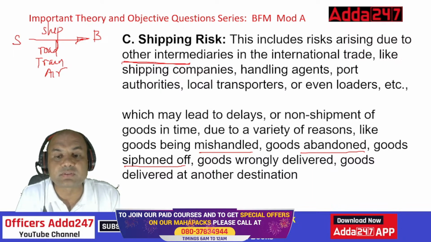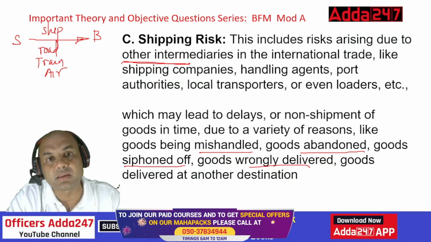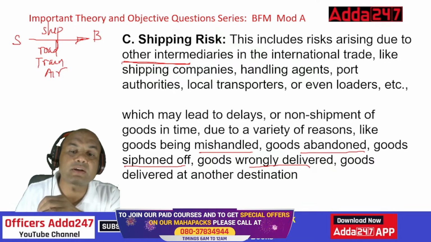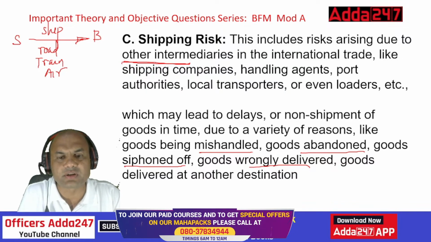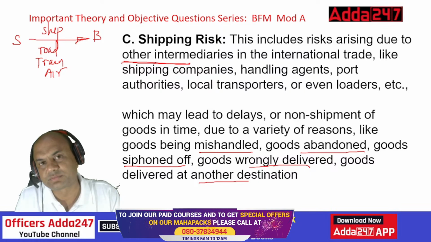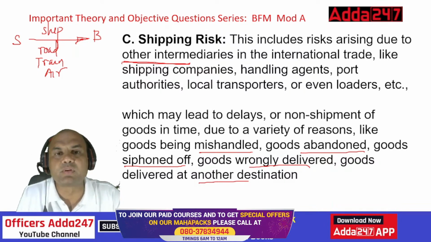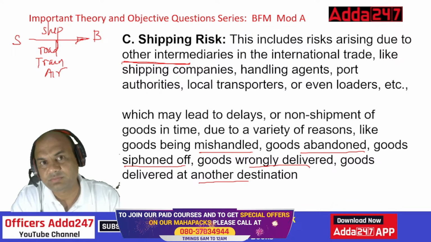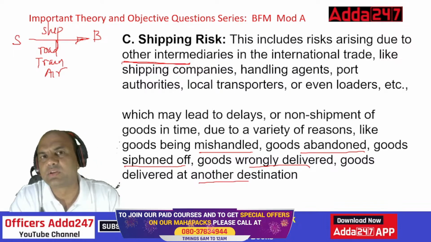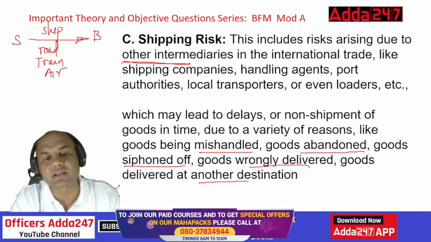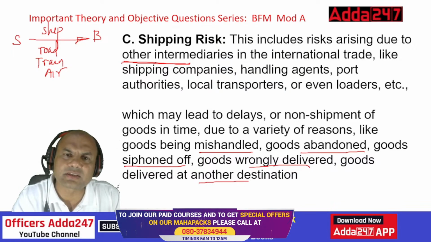Goods wrongly delivered means they were to be delivered to A, and now they have been delivered to B, someone else. So this is known as wrongly delivered. Goods delivered at another destination again means wrongly delivered. What does another destination typically mean? Suppose I am the importer, and I told you to send the goods to my Mumbai office. And you, the exporter, send it to my Chennai office. Now, bringing the goods from Chennai to Mumbai is not a small task because you know the distance. So this is delivered to a wrong destination. So that is basically shipping risk.